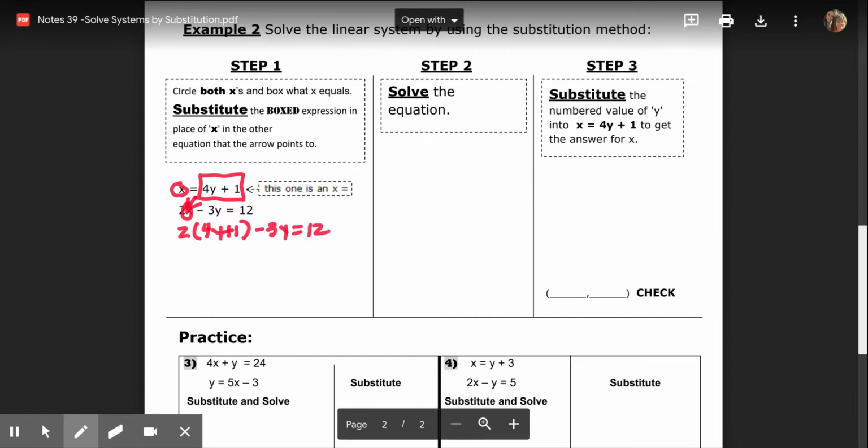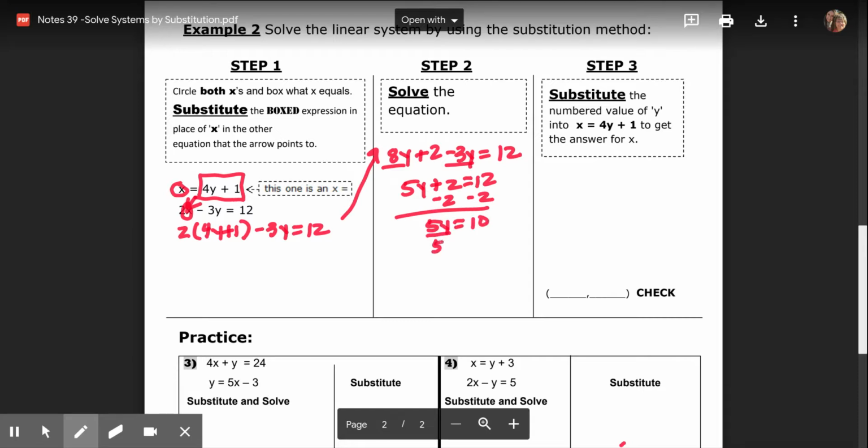equals 12. Then what you're going to do is solve it. So we're going to distribute. So 2 times 4y is 8y. 2 times 1 is 2. Minus 3y equals 12. So then we're going to combine our like terms. So that'll give us 5y plus 2 equals 12. Subtract 2 from both sides. 5y equals 10. Divide both sides by 5. And y is equal to 2.